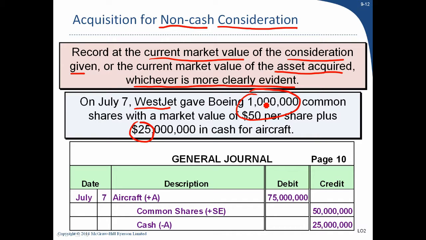It's almost as if they went to the public market, issued 1 million shares for $50 a piece, got the $50 million in cash, and then gave that $50 million of cash to Boeing, right? Instead of going through all that hassle, they just said, here's 1 million shares, Boeing, plus $25 million of cash. Even if Boeing thinks that the plane was worth 70 million or 80 million, from an accounting perspective, it's more easily measured by the consideration given. Therefore, we record the acquisition cost of the aircraft as the total of the value given, meaning the cash and the common shares.